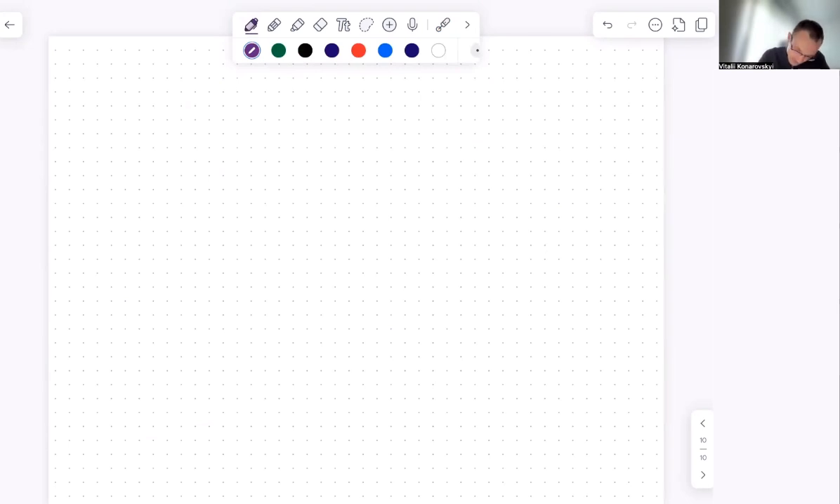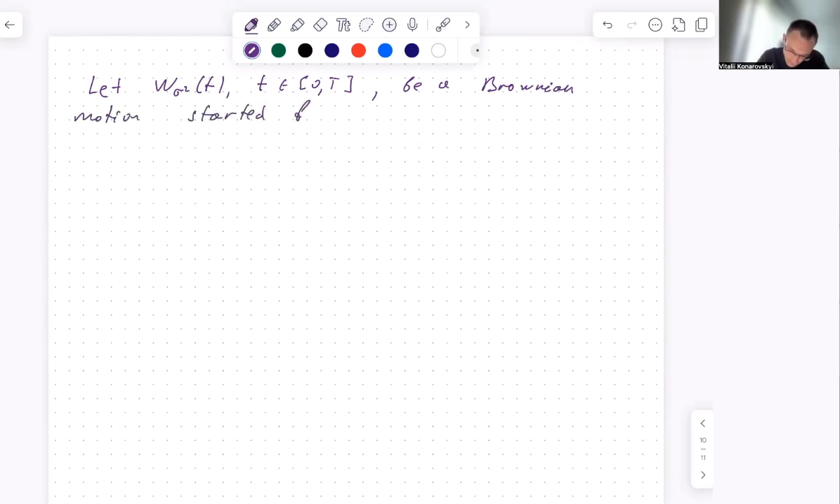So let's consider W sigma square of t, a Brownian motion started from 0 and diffusion rate sigma square. What does it mean? It means that the variance of W sigma square t is sigma square t for every t.